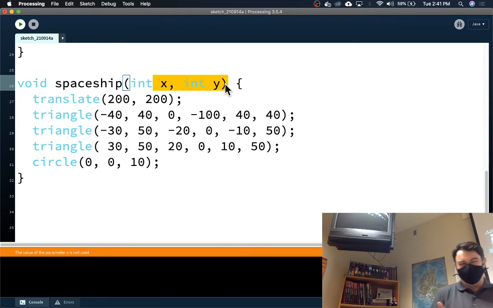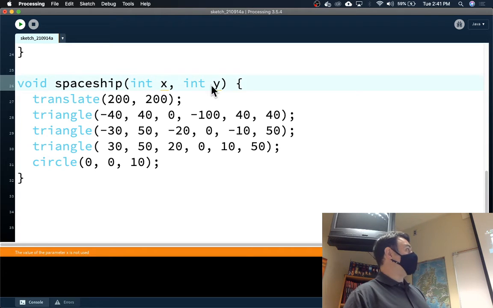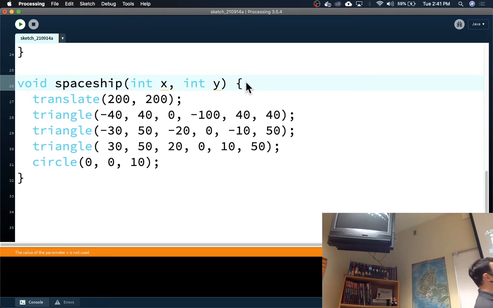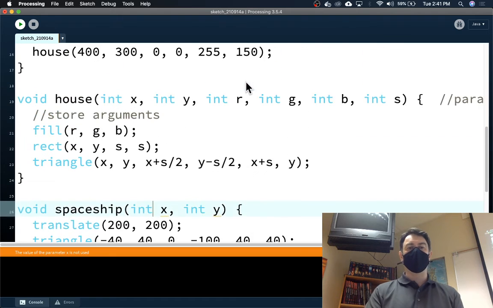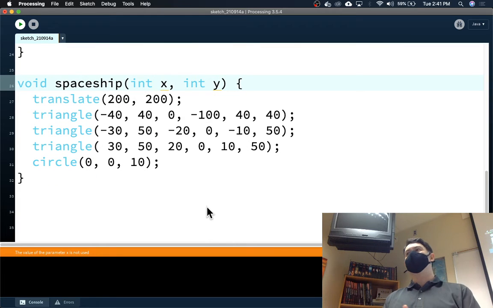So, interesting to note, these variables here, these parameters, they are local variables. They are local only to this function. So you can name them X and Y here, and they won't conflict with the parameters up here in house. They can both be named X and Y. So you don't have to have X1, X2, X3. You can just call them X and Y.